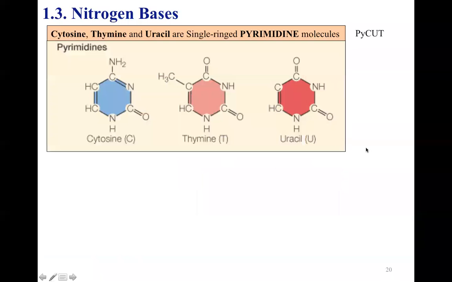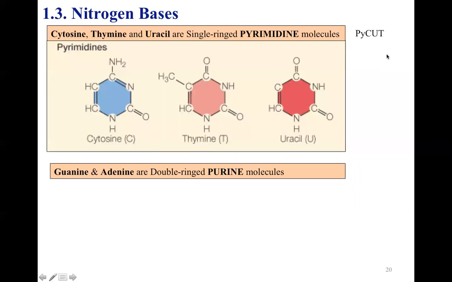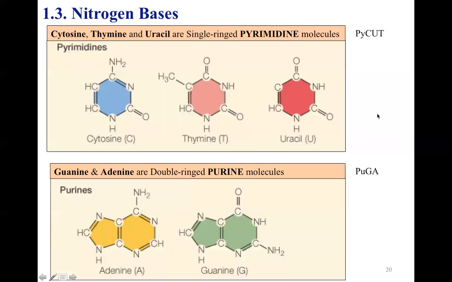So now we will see nitrogen bases. What are all the nitrogen bases present in DNA and RNA? These are grouped into pyrimidines and purines. In case of pyrimidines, these are just single ring structures. There are 3 nitrogen bases that come under the pyrimidine category: cytosine, thymine, and uracil. If you want to remember, just use the notation PyCUT. Py means pyrimidine, C means cytosine, U means uracil, T means thymine. And the second category is purine molecules, in which there are 2 molecules, guanine and adenine.